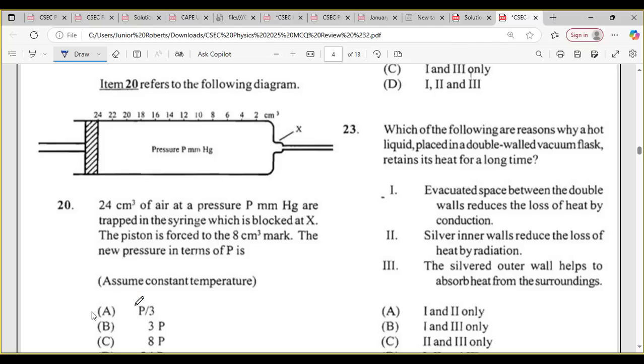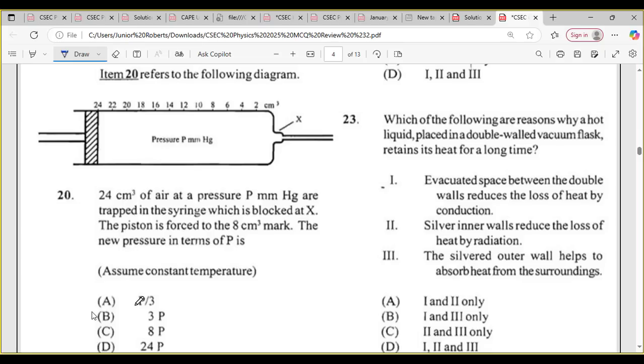So we're now at number 20. 20 says that 24 centimeters cube of air at a pressure of P millimeters mercury are trapped in the syringe which is blocked at X. The piston is forced to the 8 centimeters mark. The new pressure in terms of P is... so two ways you can look at this.